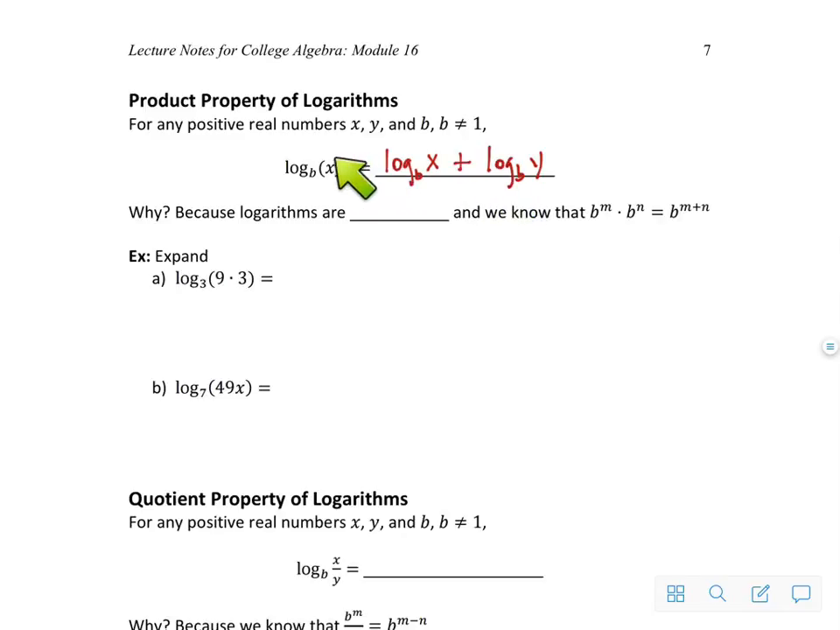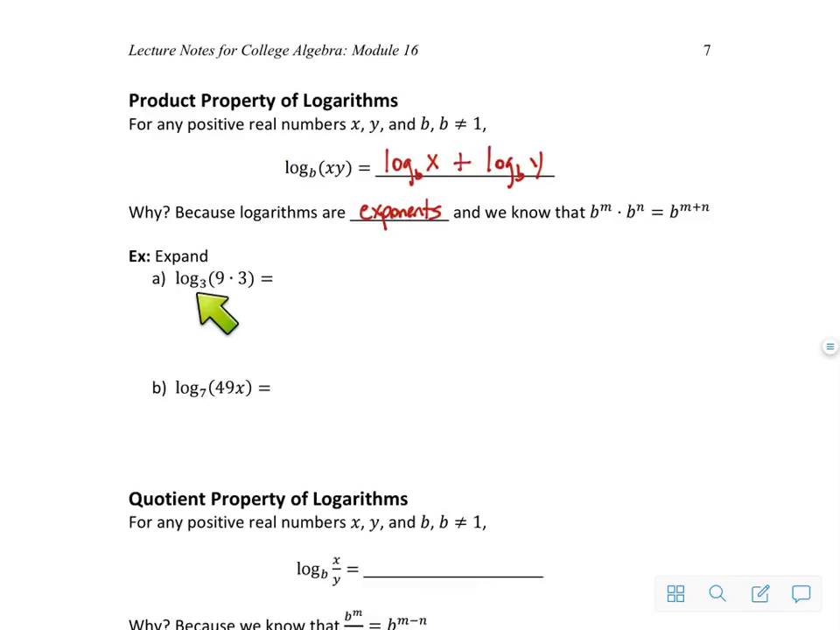And the reason is because when you multiply two expressions together with exponents, you add the exponents. So the log of a product xy is the sum of the exponents of x and y, because logarithms are exponents, and we know that b to the m times b to the n is b to the m plus n. So we can verify this with a simple example, but I want to make sure that we understand how to use the property to do this.